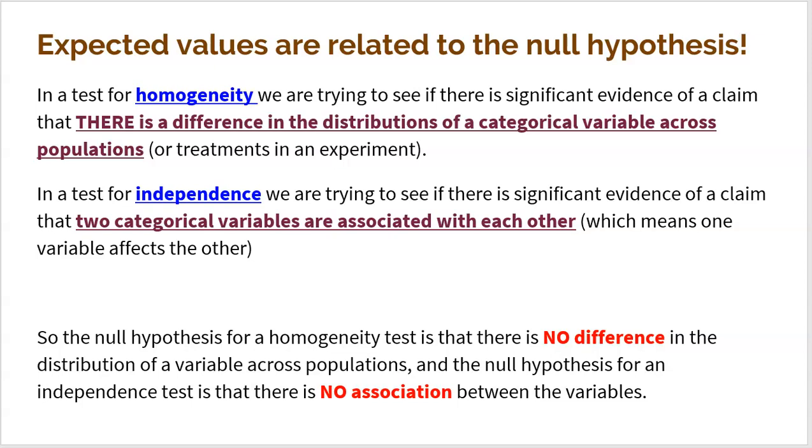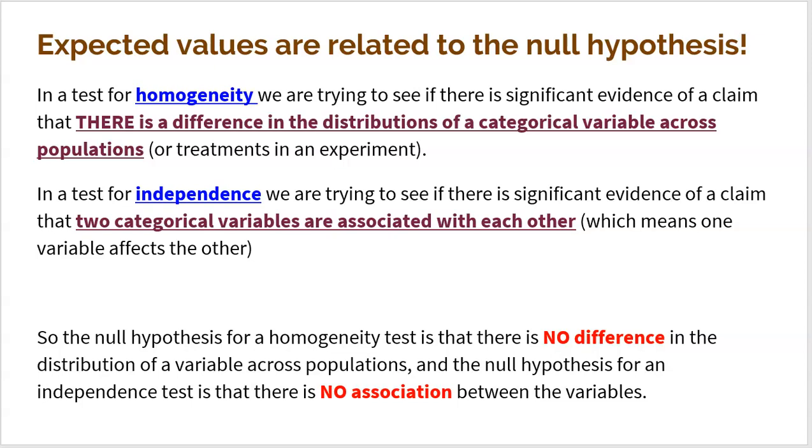So that idea needs to be understood in terms of what the expected counts actually mean. In a test for independence, we are trying to see if there's significant evidence of a claim that two categorical variables are associated with each other, which means one variable affects the other. So the example we're going to look at here is: is gender associated with political party preference? Does being a female make you more or less likely to be Democrat, Independent, or Republican? Same thing for male.